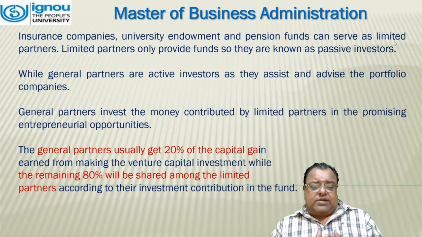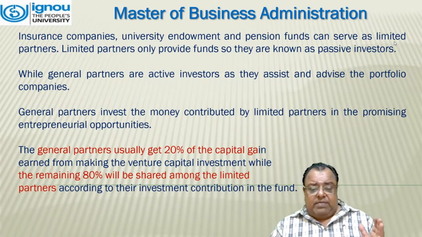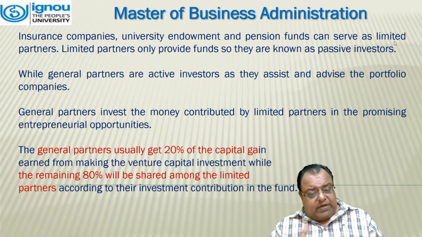The general partners usually get 20% of the capital gain earned from making the venture capital investment, while the remaining 80% will be shared among the limited partners according to their investment contribution in the fund.